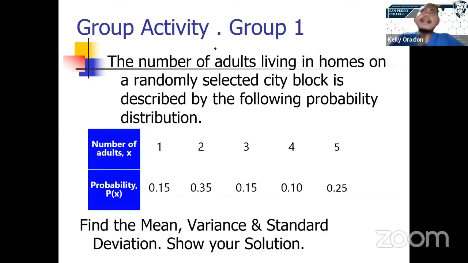Okay, have you copied it? Who can tell me the data? What is the data here? Yes, Jed? Number of adults, X. What are the X? 1, 2, 3, 4, and 5. What is the P of X?